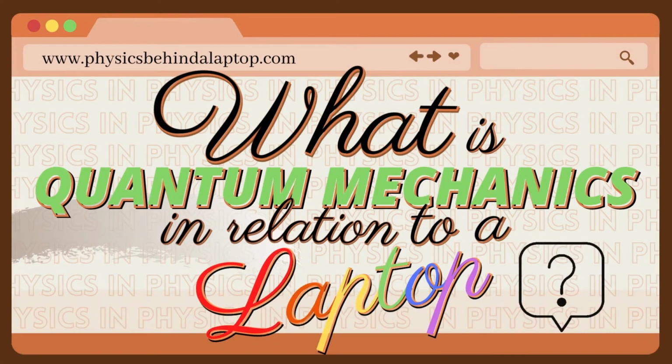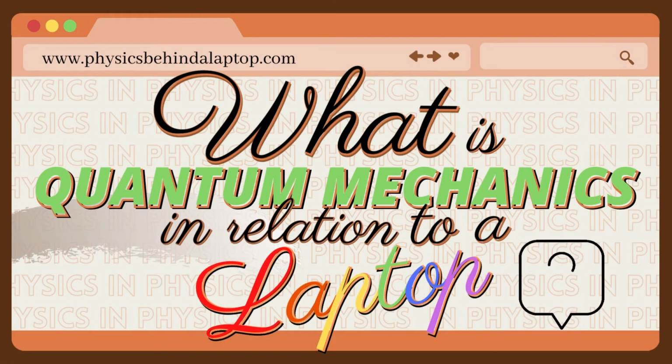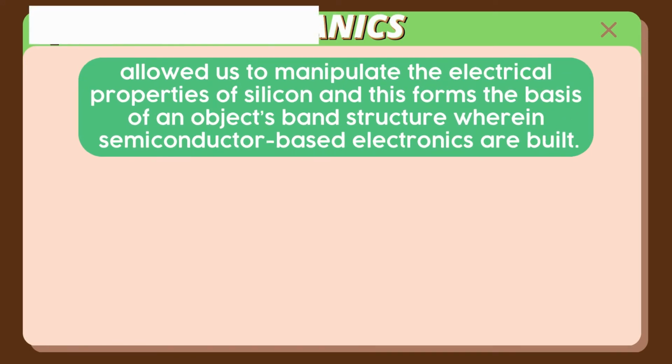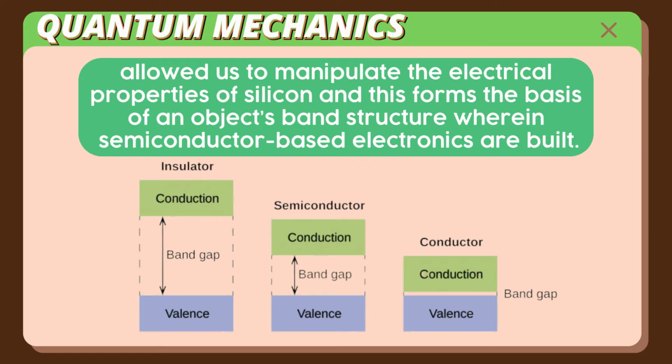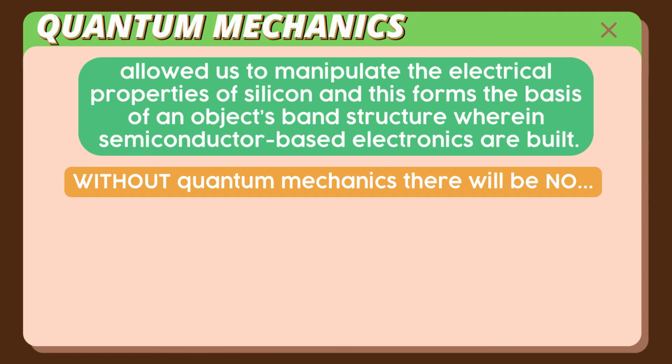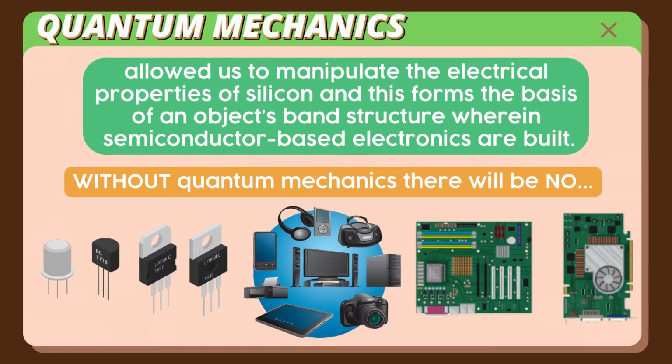Now, what is quantum mechanics in relation to a laptop computer? Quantum mechanics allowed us to manipulate the electrical properties of silicon, and so this forms the basis of an object's band structure, wherein semiconductor-based electronics are built. If quantum mechanics did not take place, transistors, computer chips, and other world electronics driven by computer chips would not have found their way to human life.